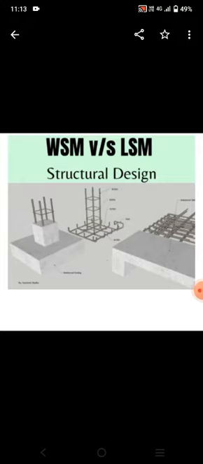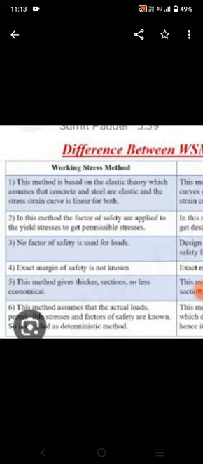Today my topic is WSM versus LSM. So what is WSM? WSM is the working stress method and LSM is the limit state method. These methods are used in RCC design. So let us discuss these methods. First is the working stress method.